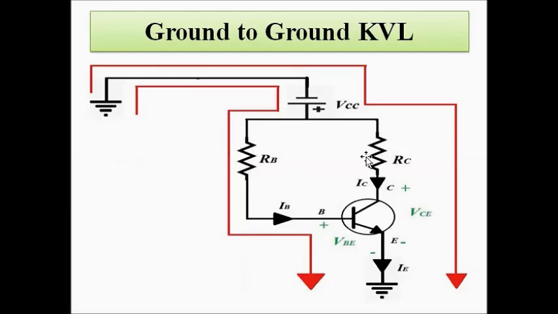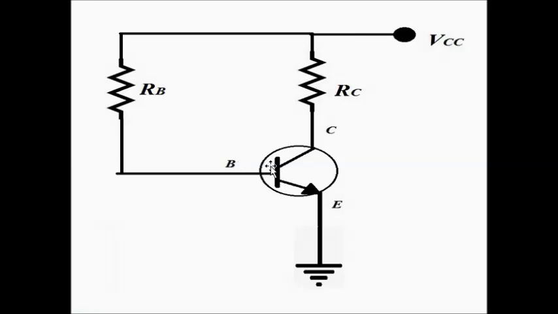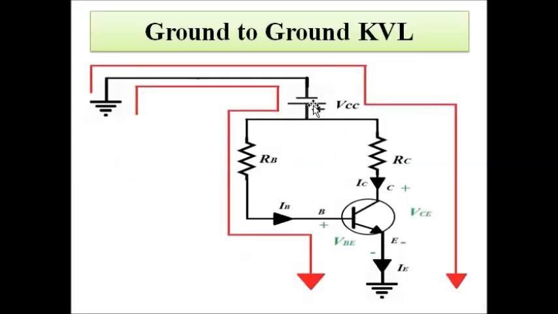Here this circuit is essentially this one. This base resistor biasing circuit representation we have used is best suited for applying the ground to ground KVL. This VCC means it is connected to the positive end, the negative end is connected to ground, and there is a ground which is connected to the emitter terminal. The emitter terminal is grounded.